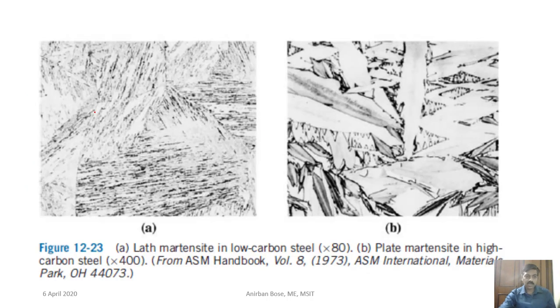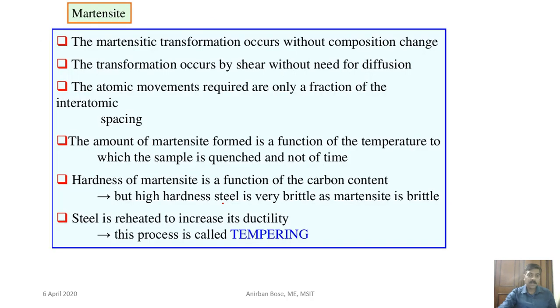Here you can see there are two different kinds of martensites. Here you can see the martensites are in the form of laths. Laths are like rods or steel rules, this kind of thing. These are called laths. Okay, this kind of structure, and these are like plates. Both the structures are possible, and in high carbon steel you will get this kind of plate-like structure, in the low carbon steel you will get this kind of structure.